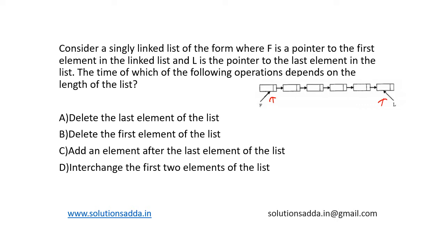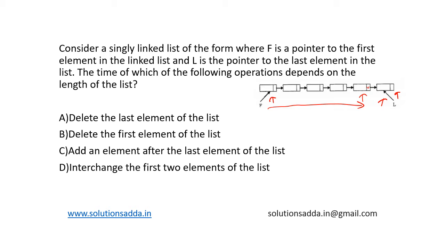Option A, delete the last element of the list. Yes, in order to delete the last element of the list, first of all, we need to get the address of the second last element so that it can be set as null here. We cannot directly get the second last element's address. We only have the last element address, which is pointed to by L. But to get the second last element's address, we need to traverse the whole length of the list. So this operation depends upon the length of the list. So option A can be an answer.